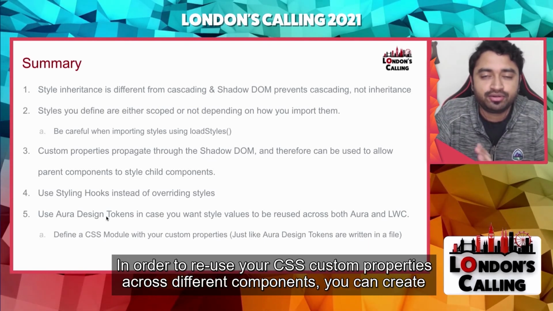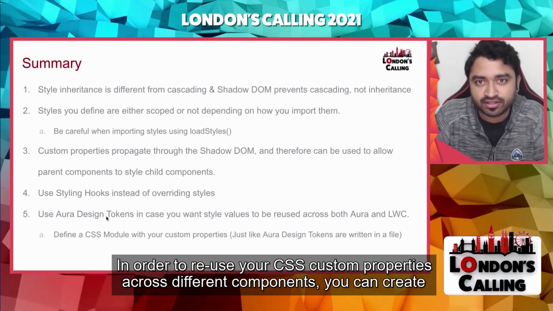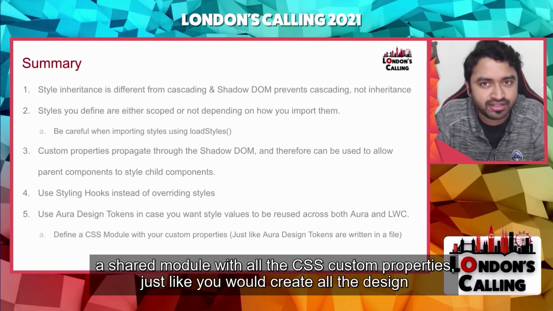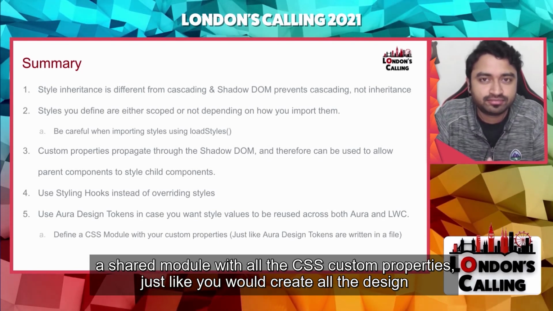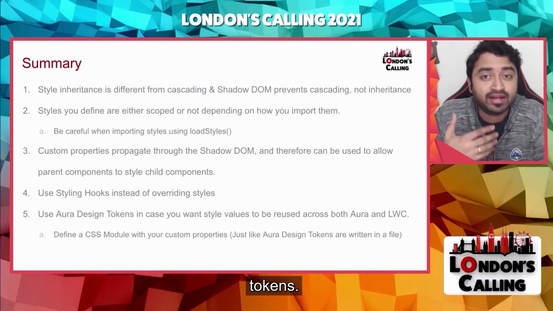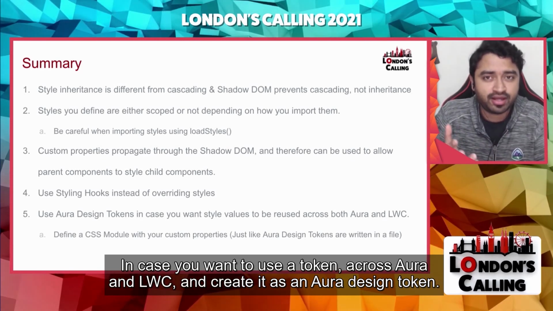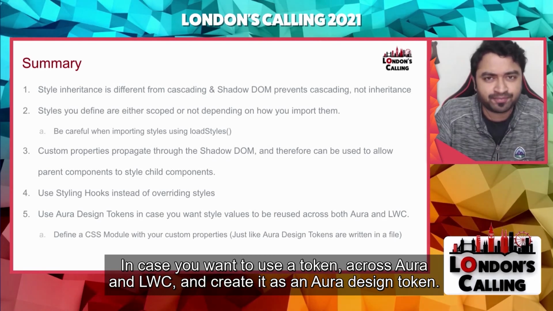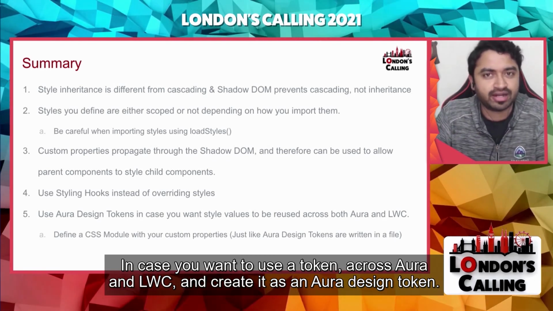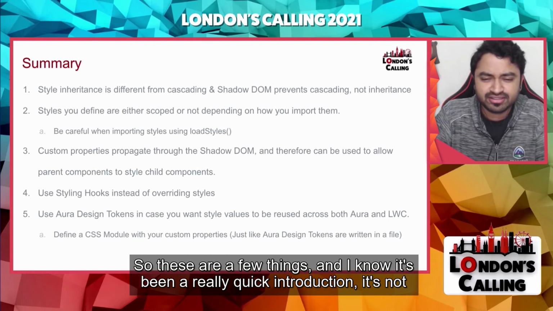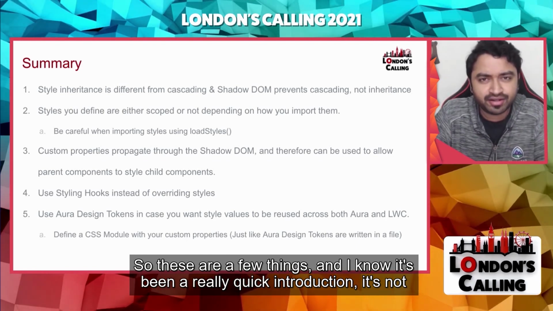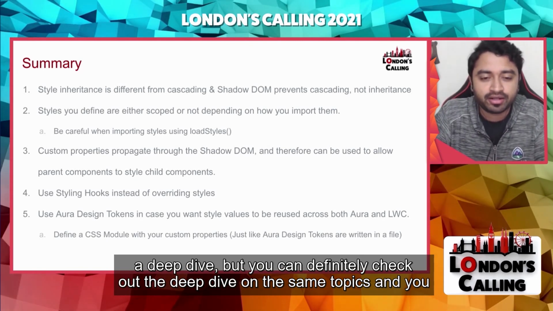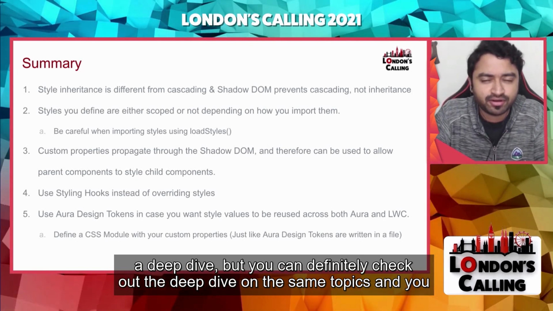And in order to reuse your CSS custom properties across different components, you can create a shared module with all the CSS custom properties, just like you would create Aura design tokens. And in case you want to use a token across both LWC and Aura, create it as an Aura design token, because that can be used both in Aura and LWC. So these are a few things. I know it's been a really quick introduction. It's not a deep dive, but you can definitely check out a deep dive on the same topics.